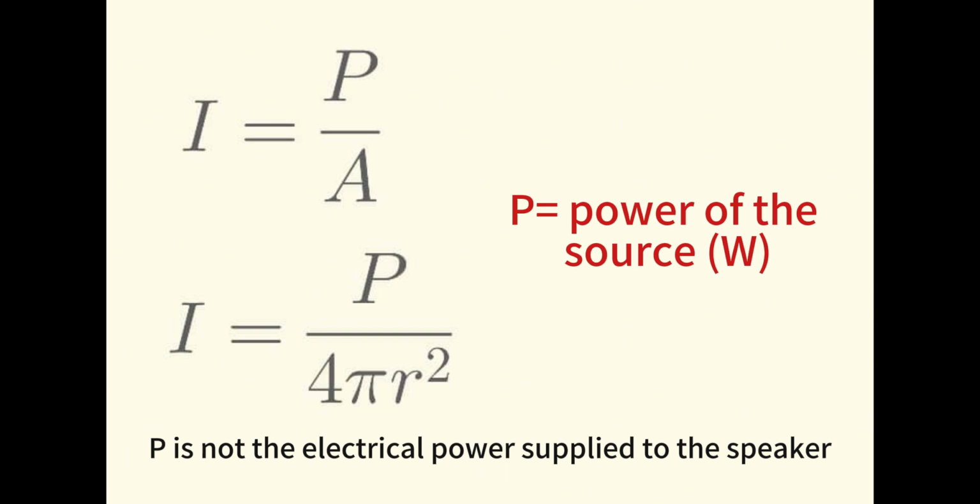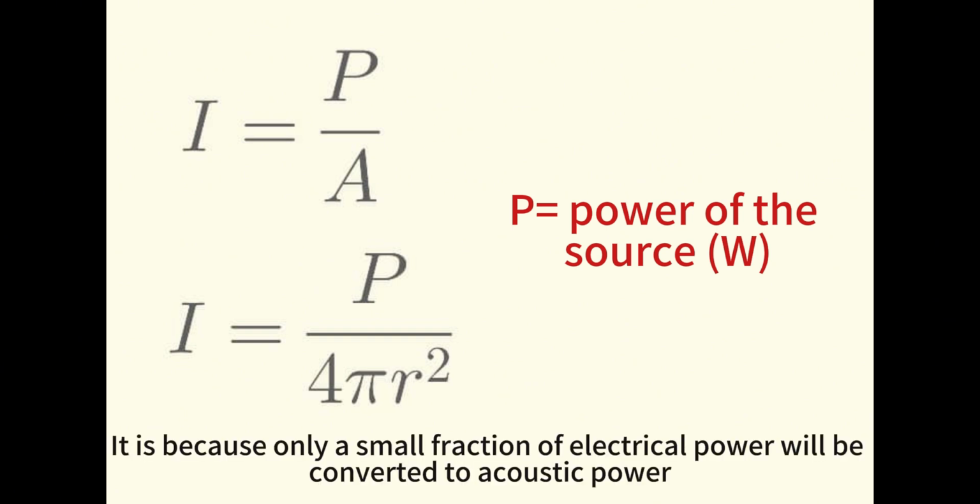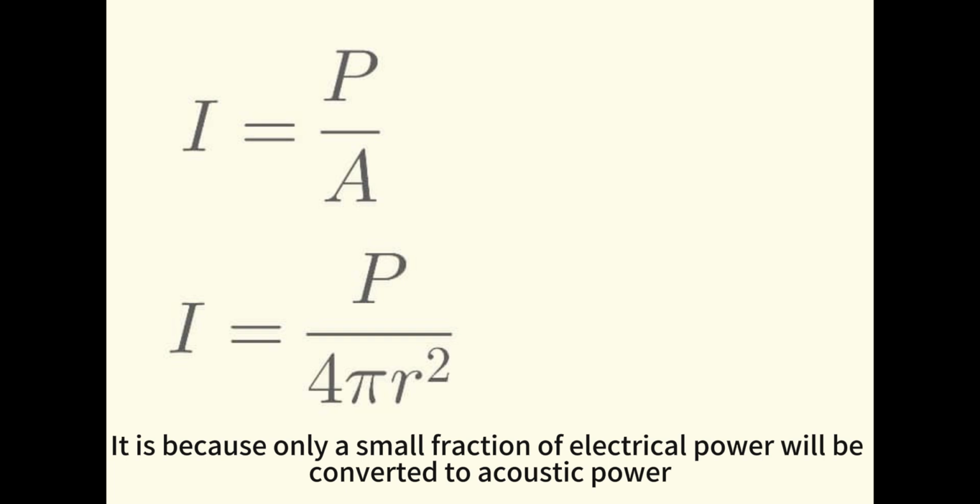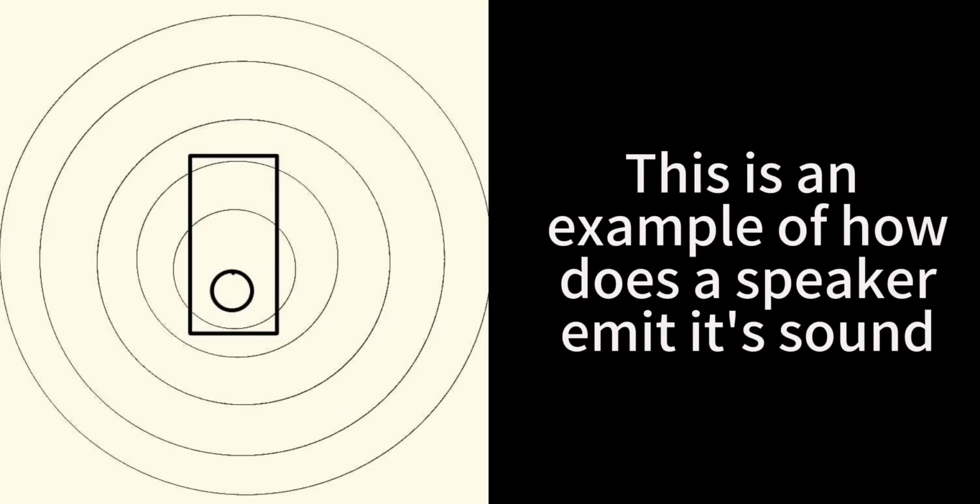P is not the electrical power supplied to the speaker. It is because only a small fraction of electrical power will be converted to acoustic power. This is an example of how a speaker emits its sound.